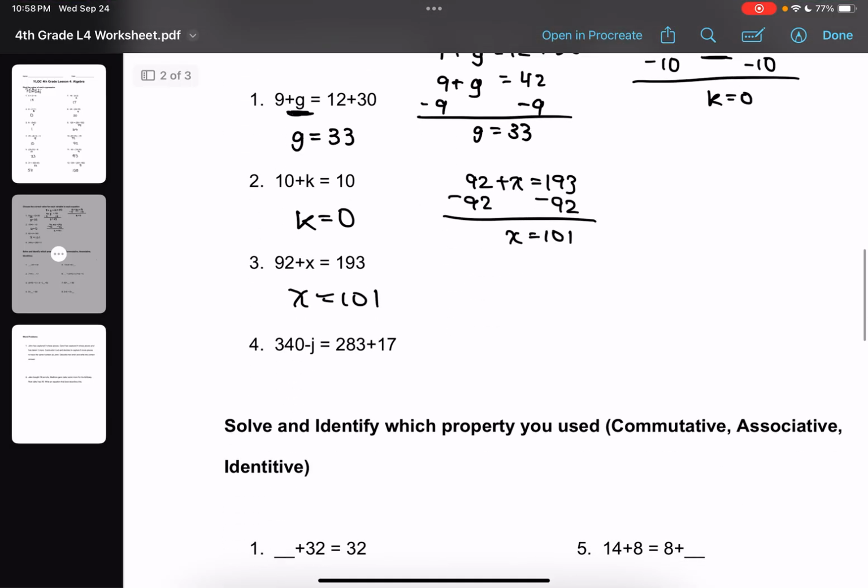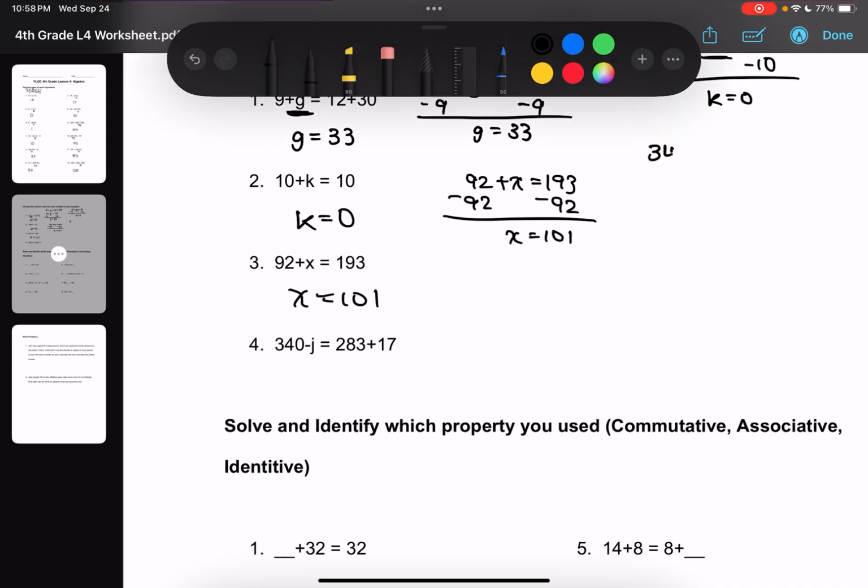Okay, and then for number 4 here, we're going to do 340 minus j equals 283 plus 17. So let's add the values on the right side. 283 plus 17, which gives you a value of 300, equals 340 minus j. And since this j is negative, we're looking for a positive j, so we're going to make it positive.